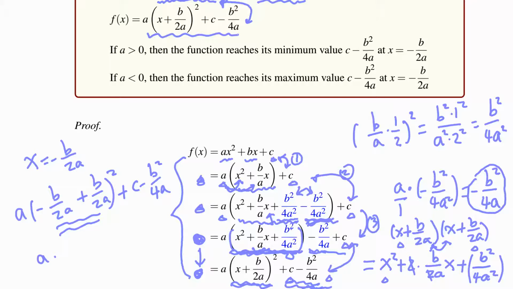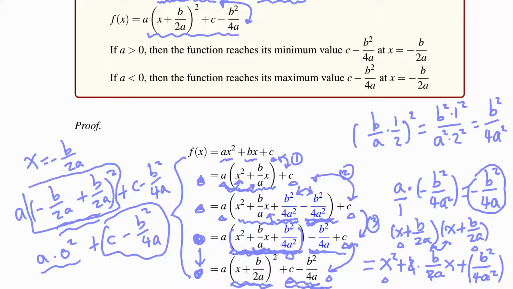Because a times 0 squared is still 0. This one is 0. And then the value we get is c minus b squared over 4a. You know, this quantity is all the time positive because of the square right here. So this one is positive. If a is positive, then the whole term will be positive.